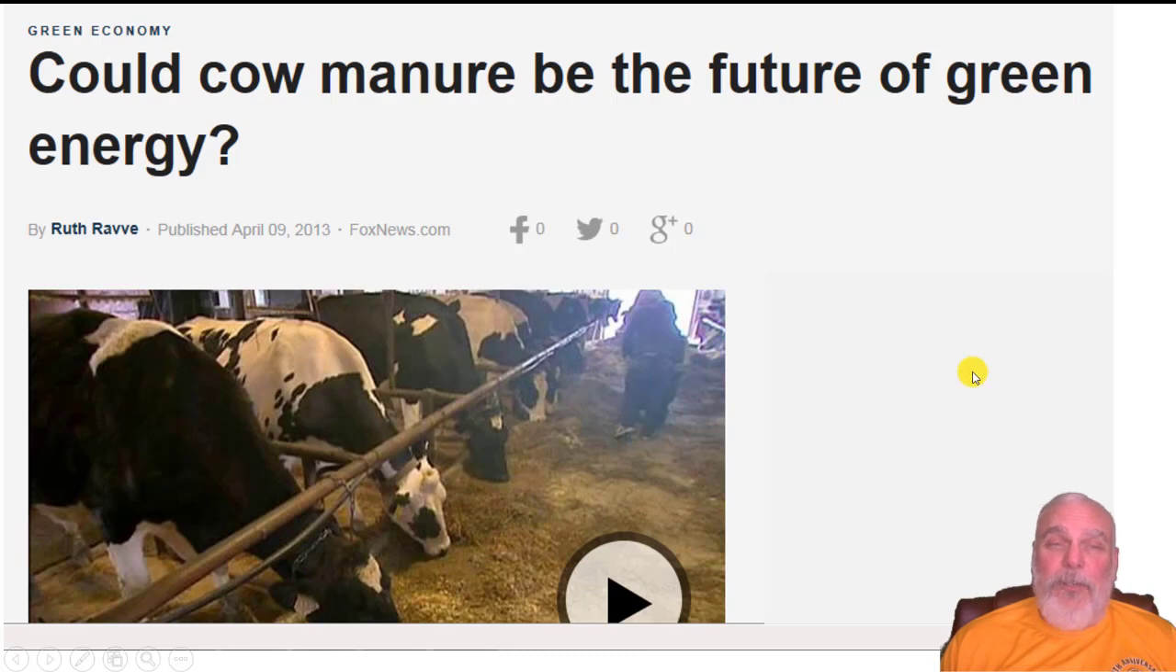So here you can see this woman cooking these loaves of bread on a pile of burning manure. This is burning manure. Yum. Here's an article I came across. Could cow manure be the future of green energy? I don't know. What do you think?